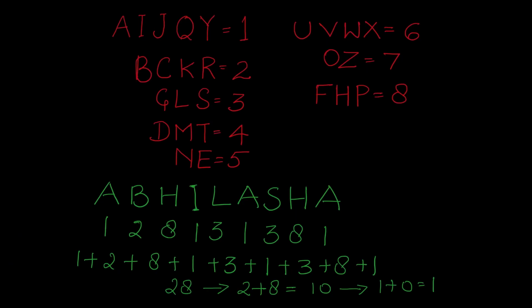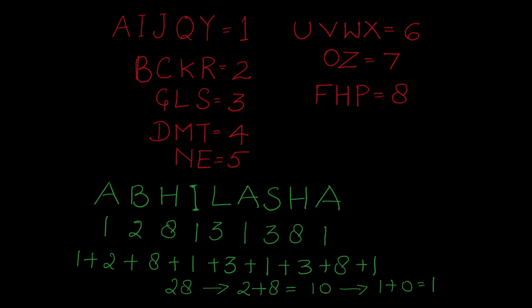So first is the technique of how to take out the number of your name. So let's begin with it. This is a slide in which I have written all the alphabets and the corresponding number to those alphabets. For example, A, I, J, Q and Y is denoting number 1, whereas U, V, W, X is denoting number 6, so on and so forth. You can see different numbers written in front of different alphabets.